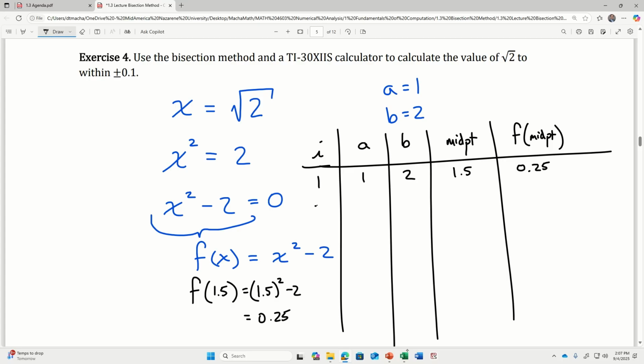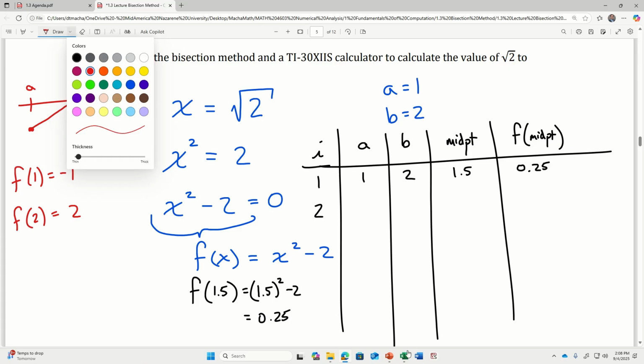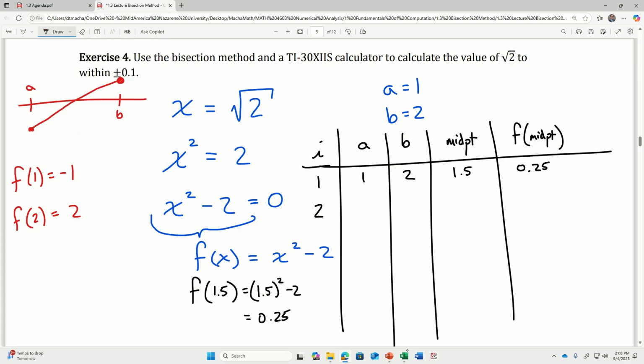And so if it's positive 0.25, what do I do for iteration number 2? Let me ask you, what is my new lower bound going to be? Sorry, another little part I skipped, is like, what was f of 1? What's 1 squared minus 2? And what is f of 2? What's 2 squared minus 2? 2. So this function has a negative value at the lower bound, and it has a positive value at the upper bound. That's the picture.